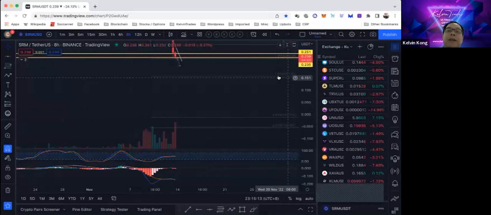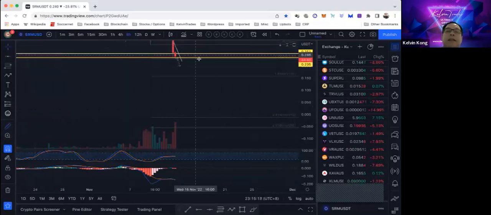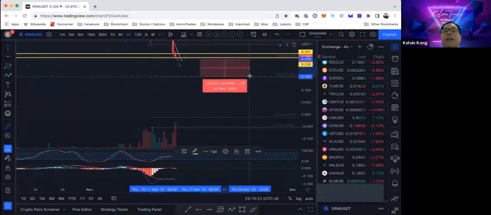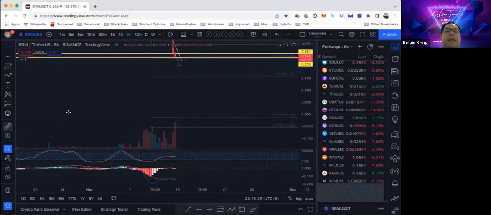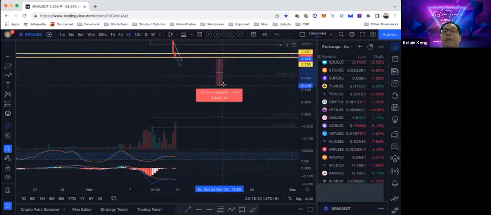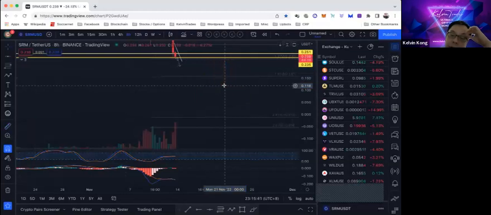This will be my TP1. If I short, that would be about 30%, 1.168 to 0.157. Then my TP2 would be about 13 cents around this one, or 10 cents to 13 cents. Then after that, I will let the rest run.